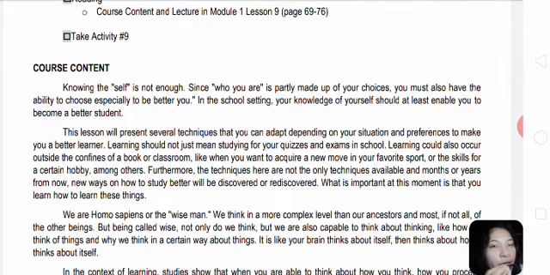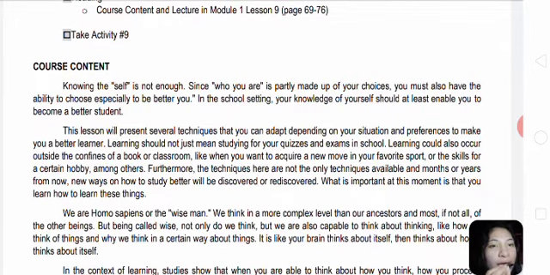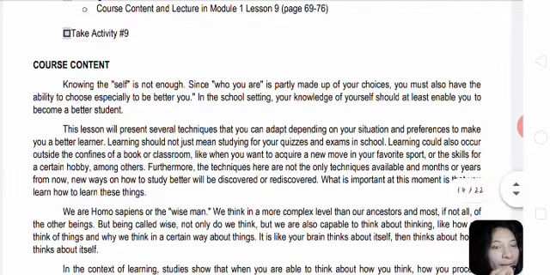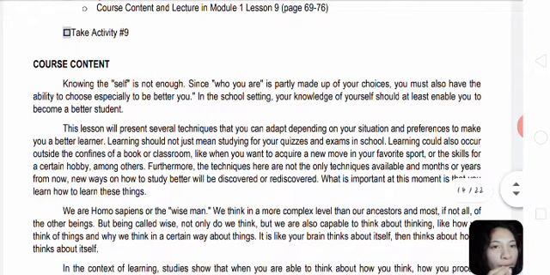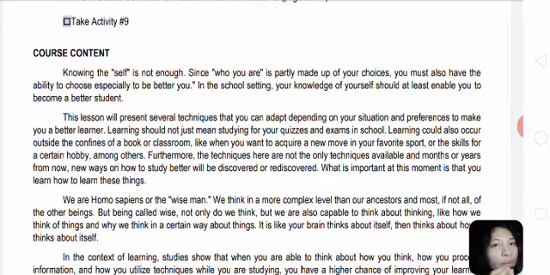Learning should not just mean studying for your quizzes and exams in school. Learning could also occur outside the confines of a book or classroom, like when you want to acquire a new move in your favorite sport or the skills for a certain hobby, among others. Furthermore, the techniques here are not the only techniques available. In months or years from now, new ways of how to study better will be discovered or rediscovered. What is important at this moment is that you learn how to learn these things.